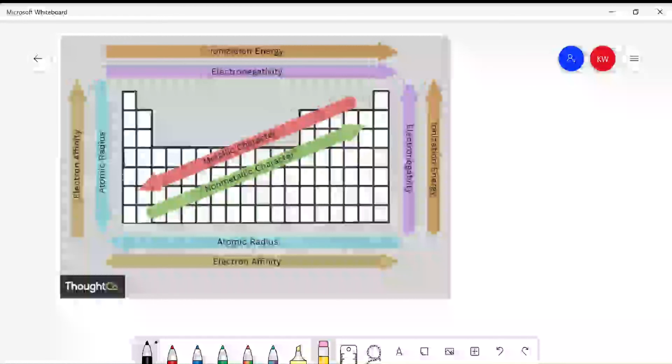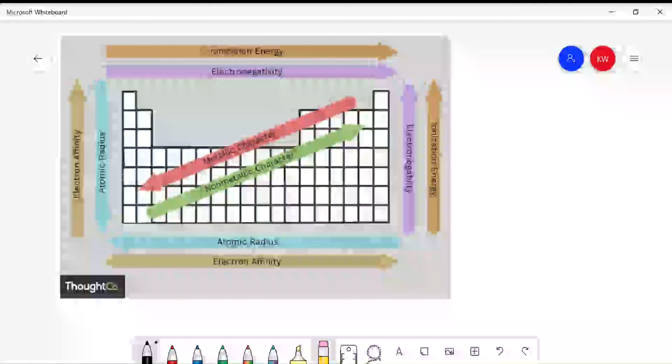Ionization energy. Here we're seeing ionization energy increases as we move from left to right, and ionization energy increases as we move from the bottom to the top. So what is ionization energy? Ionization energy is the energy required to remove an electron from a gaseous atom or ion completely. The closer and more tightly bound an electron is to the nucleus, the more difficult it is to be removed.